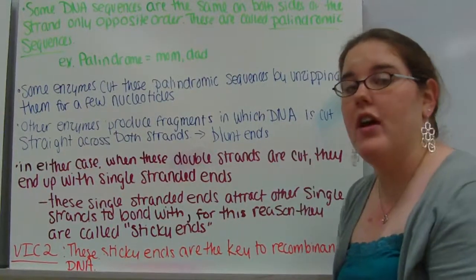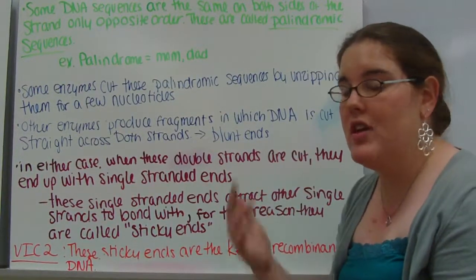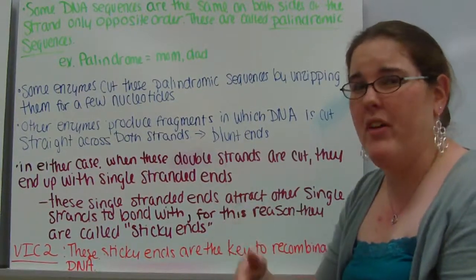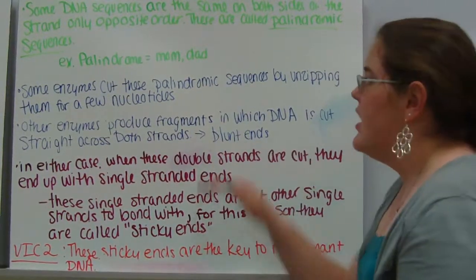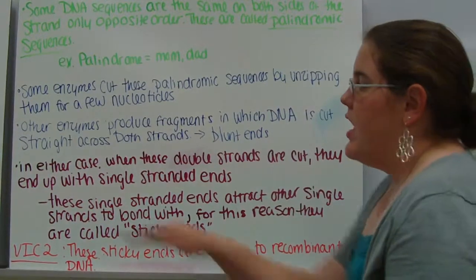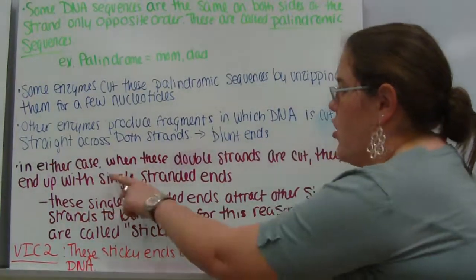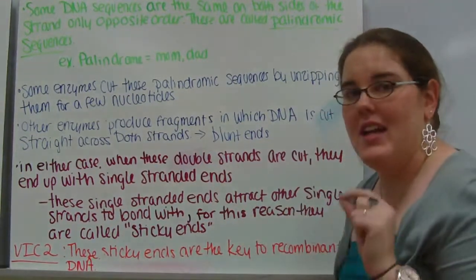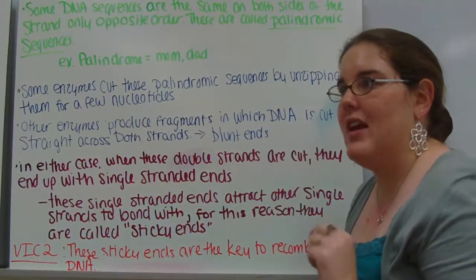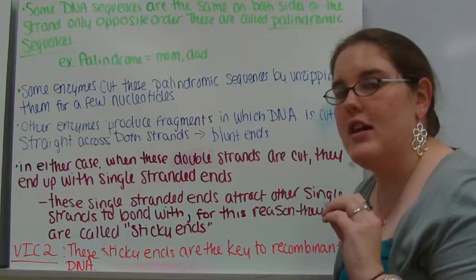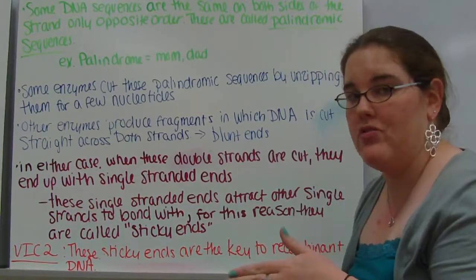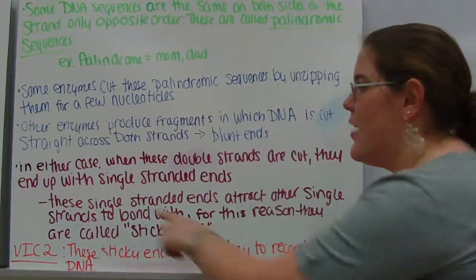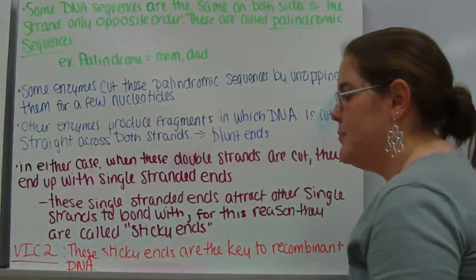Think of it like if you cut a piece of paper with a pair of scissors, you just cut it straight across. It's not going to be sharp, it's going to be pretty blunt, it's not really going to do a whole lot of damage. Same thing that we have for our DNA. In either case, however, when these double strands are cut, they end up with single-stranded ends. So you can think of it like it's not cutting the entire strand all the way across in a perfectly straight line, but it might be cutting them kind of at a diagonal.